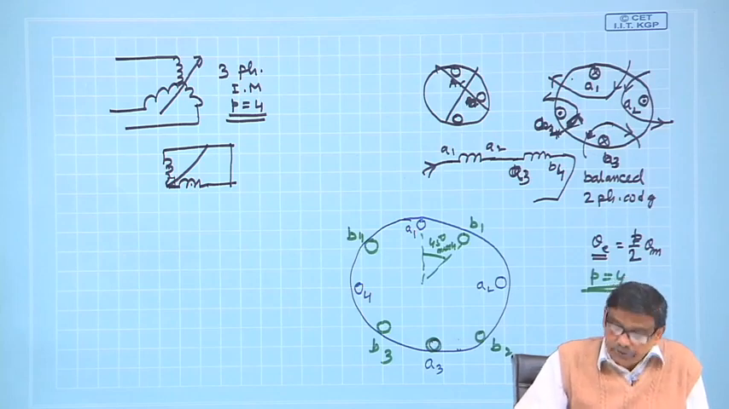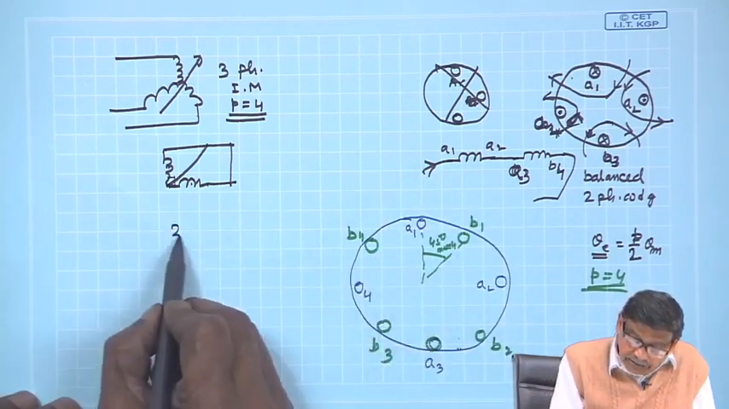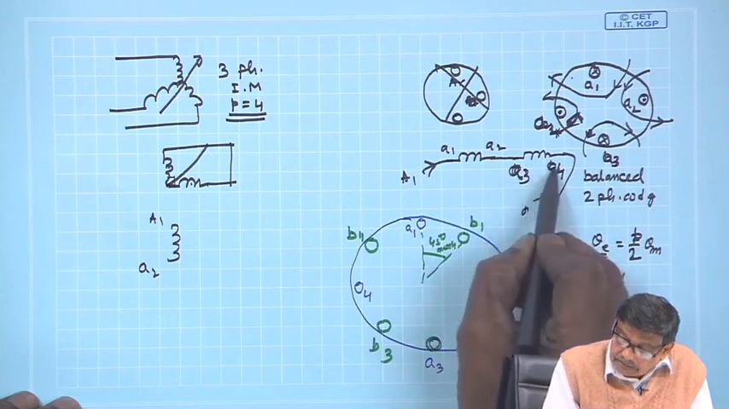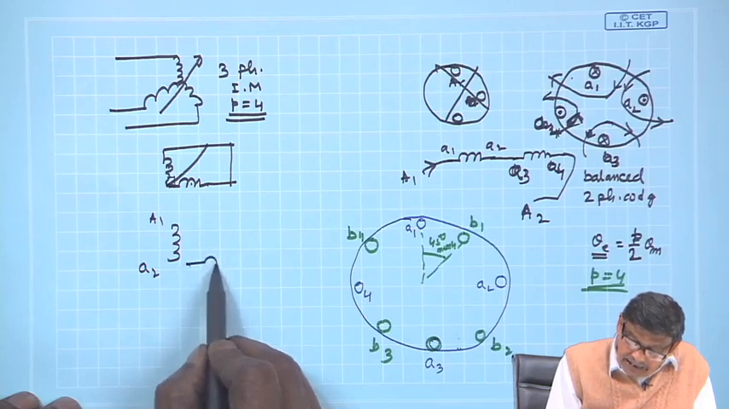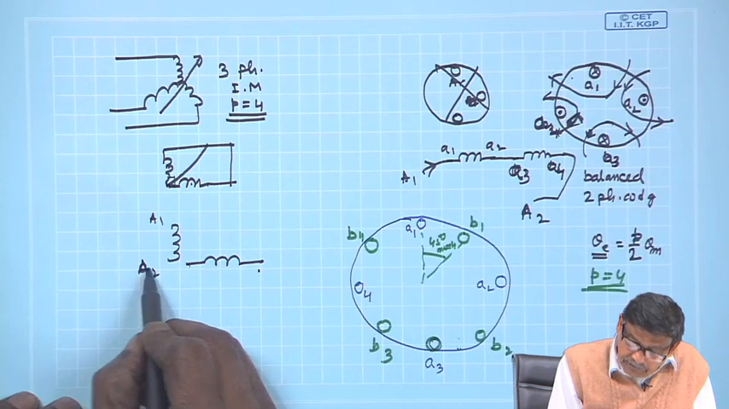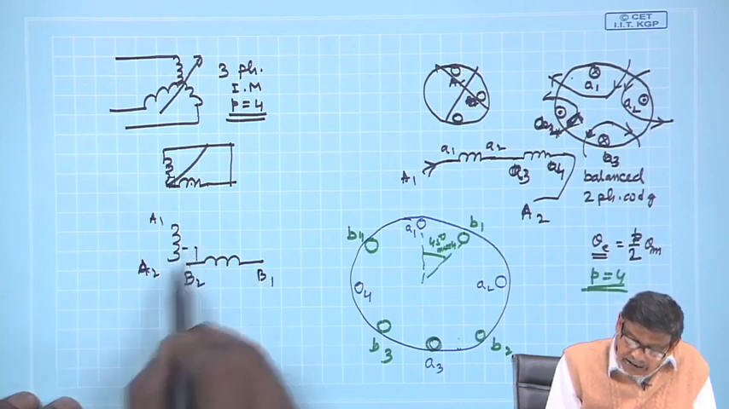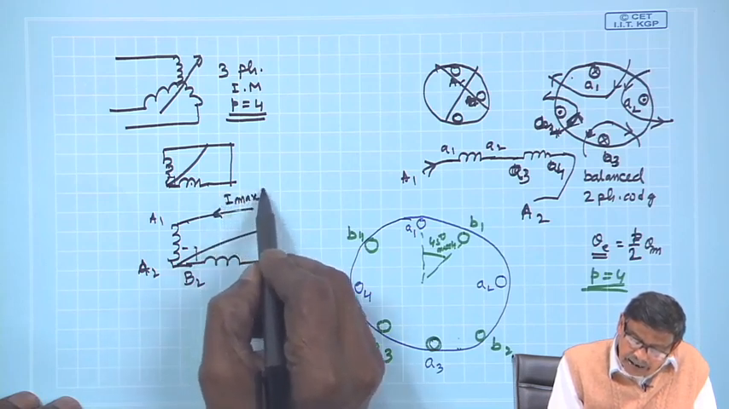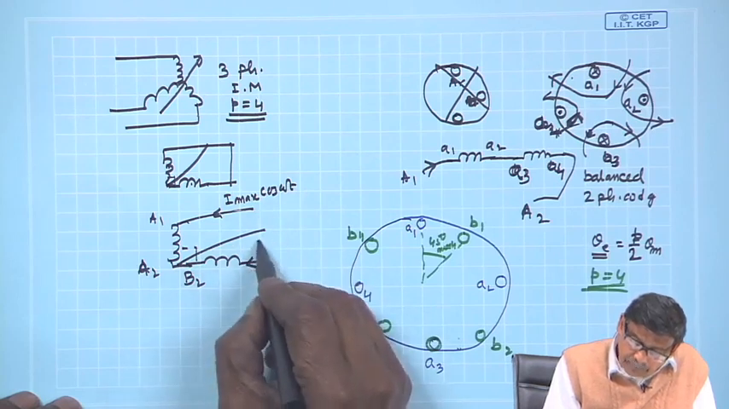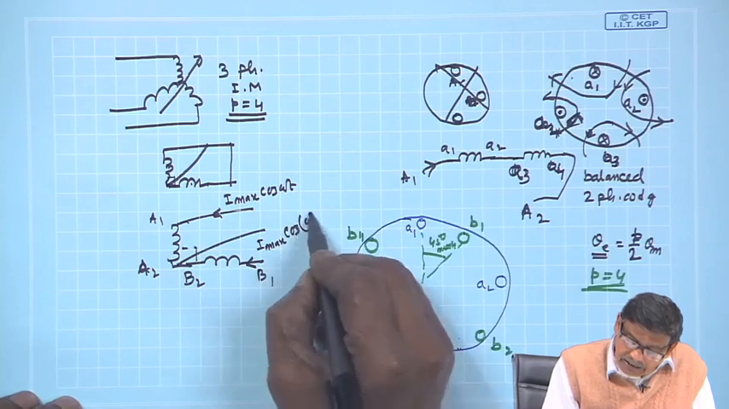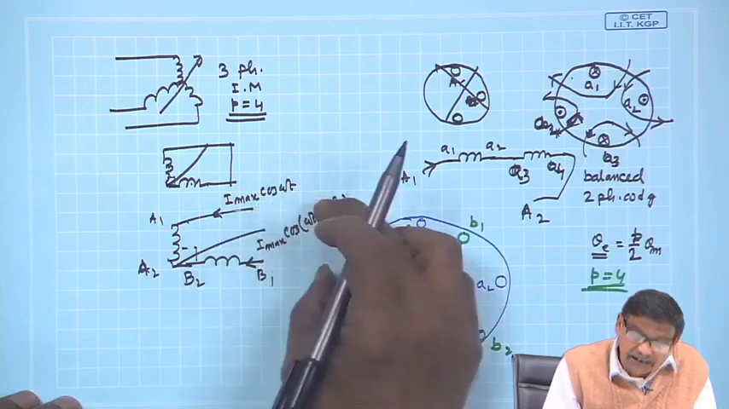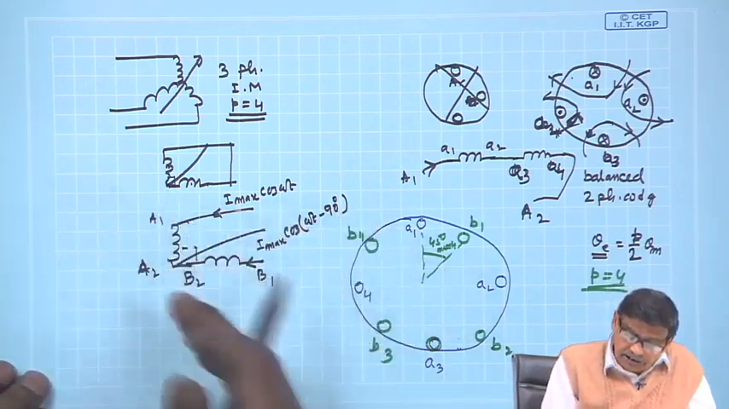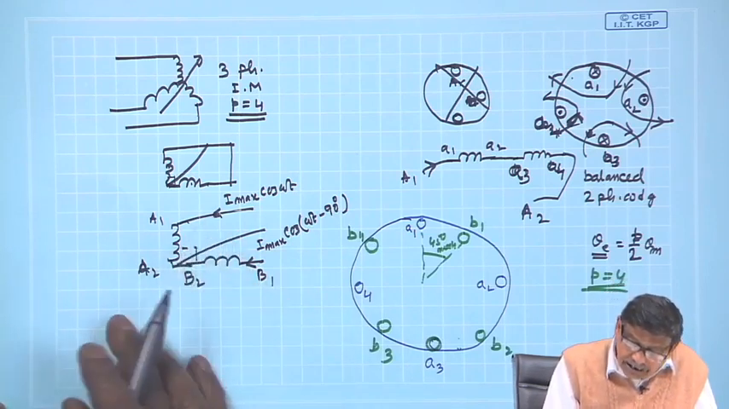I leave it as an exercise to you to prove that a balanced two phase winding like this, say A1, A2, and this is B1, B2, their spatial angle is 90° electrical. If it is excited by balanced two phase currents, you assume this current to be I max cosine omega t, and this current to be I max cosine omega t minus 90°, because balanced two phase voltage I will connect. What is the balanced two phase voltage? Phase voltages are equal in magnitude, 90° apart in time. So, such a voltage if you connect, the currents will be like this, and these two also create a rotating magnetic field.